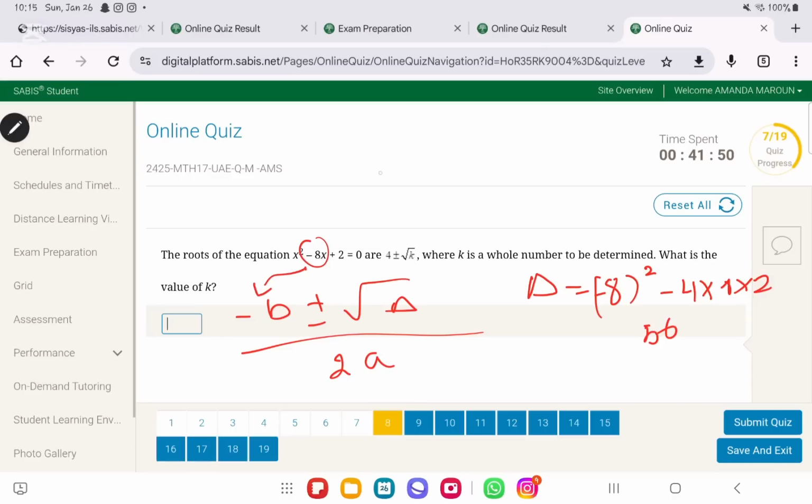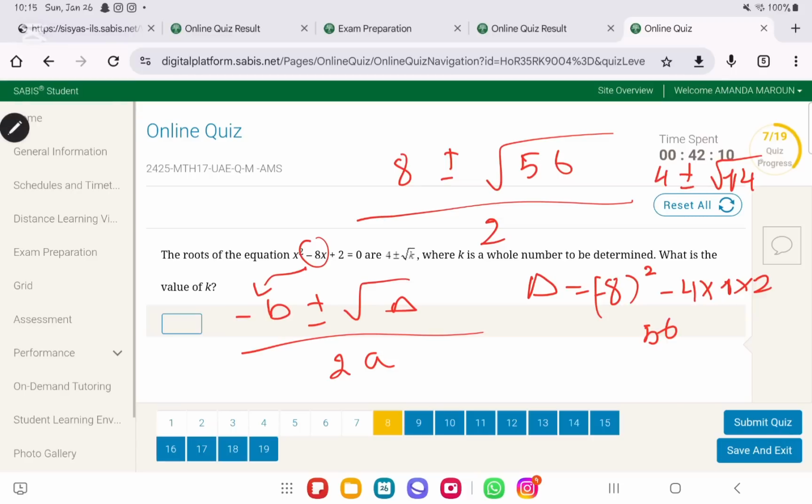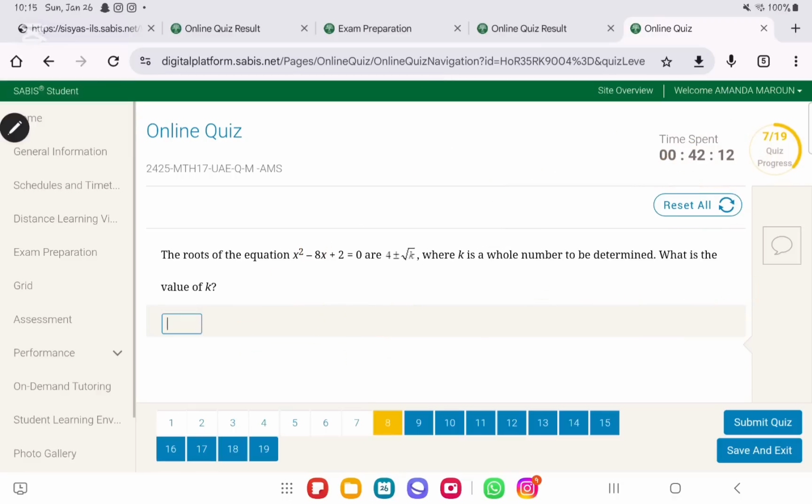Minus 8, you put it here, it becomes 8. So 8 plus or minus radical 56 over 2 times a. So 2 times 1, which is 2. You can put it on the calculator. And you are gonna get what? You are gonna get 4 plus or minus radical 14. Okay, or you could go mod 5, 3. You could put 1, minus 8, 2, and you will get the same answer, which is 4 plus or minus radical 14. So over here, k is 14.